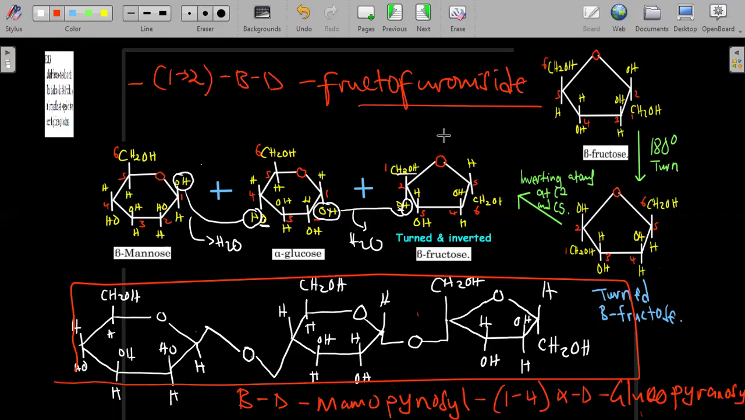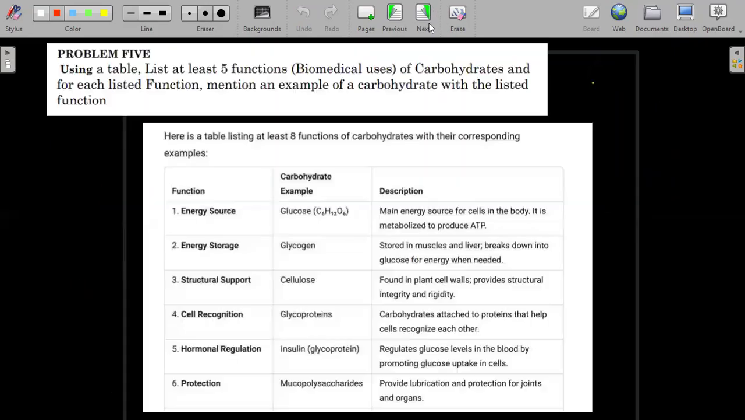This here is a furanoside because it is a 5-membered ring, and these ones here are pyranosyl because they are 6-membered rings. So that's the name there. We are done with this question. We look at question 5, which is the last one.